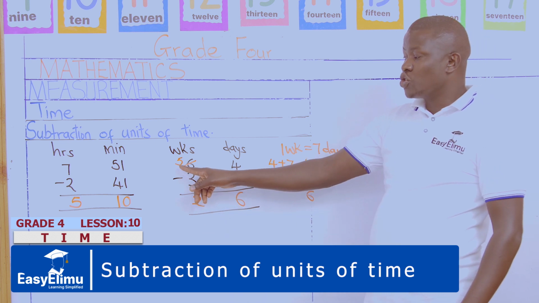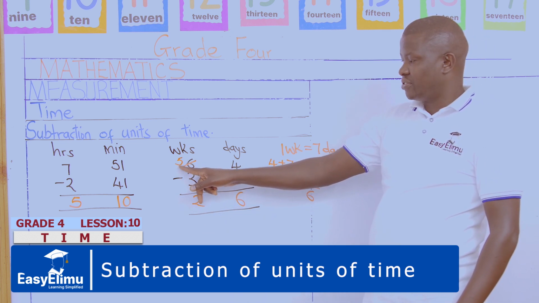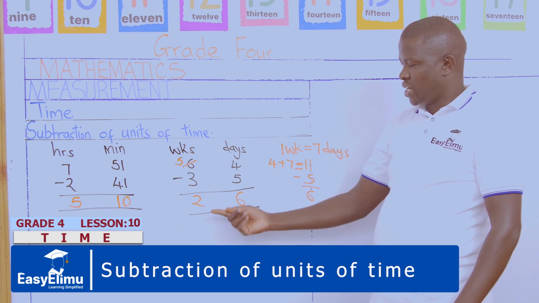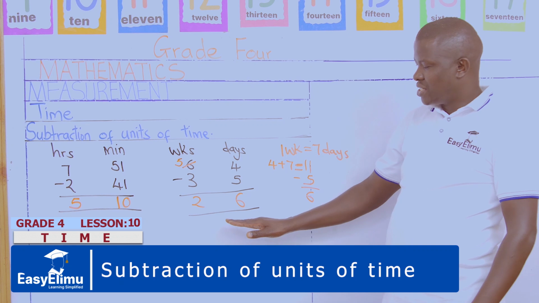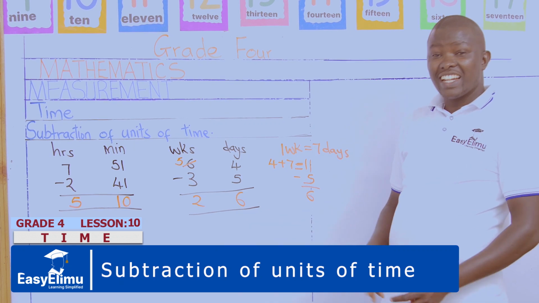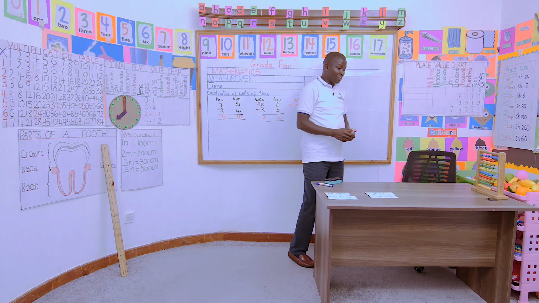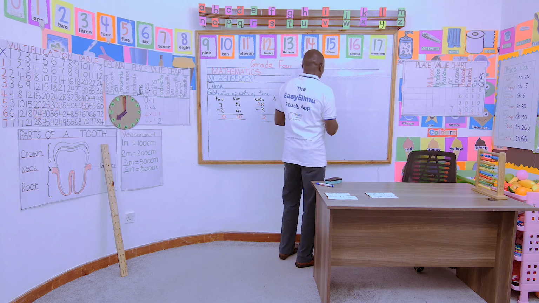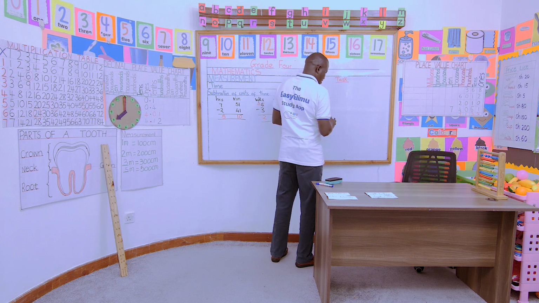And then for the remaining, do not forget to indicate. When you borrowed here, indicate what remained. It was 5. Now we take away 3 to get 2 weeks. So our answer becomes 2 weeks and 6 days. That is how we have got it. Now, can we try the following as our task, learners?